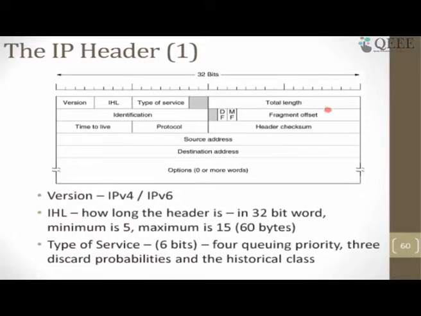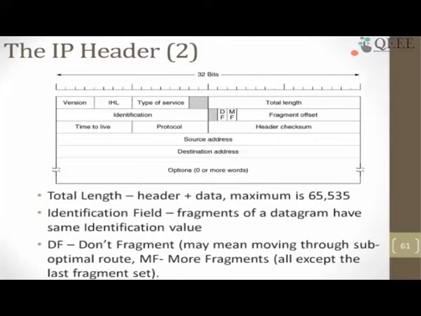Then this field is the total length field. Total length is the total length of the packet, and that is header plus data together. So what is IHL? IHL is just the header length, while total length is header plus data together. Is this clear? Okay.